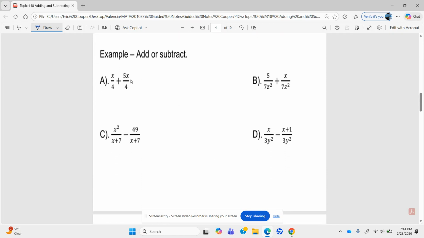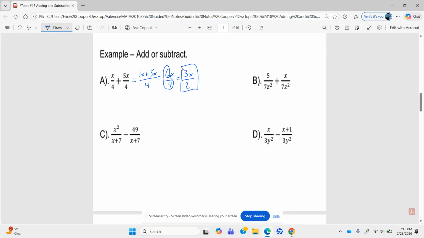Let's take a look at the first example. So we notice the denominators are the same, so they'll stay as 4. So in this one, we're going to do 1x plus 5x. That gives me 6x. Now 6 over 4 can reduce, so we'll take the fraction and reduce 6 over 4, and it will become 3 over 2, with the x coming along. This would be my final answer.